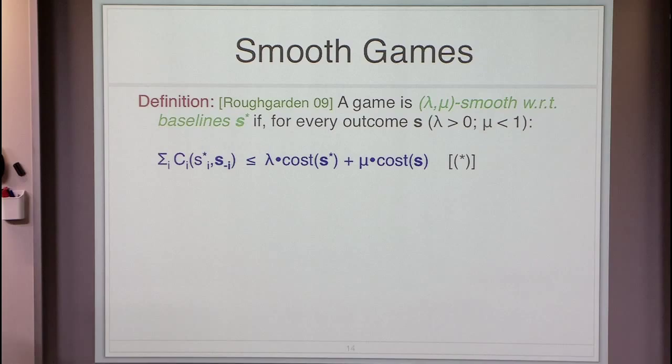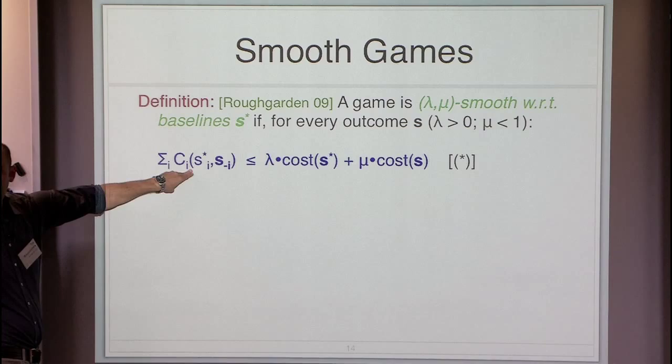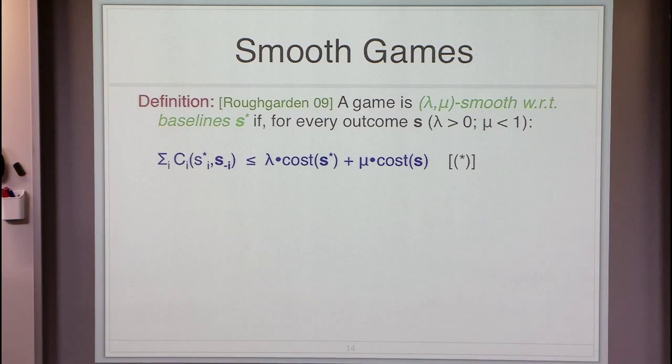We're gonna say a game is lambda mu smooth with respect to particular baselines S star, if the same inequality we had holds, but not just for one equilibrium S, but for every single outcome S. Okay? And again, the algebra on the last slide proves exactly this property with lambda 5/3 and mu 1/3 for routing games with affine cost functions. So a game is lambda mu smooth with respect to baselines S star, and just think of S star as the optimal solution. If you can disentangle S from S star, charging against a suitable linear combination of the individual costs, no matter what S is. Okay, so you choose S star first. This should be true simultaneously for every S. That's what it means for a game to be smooth.